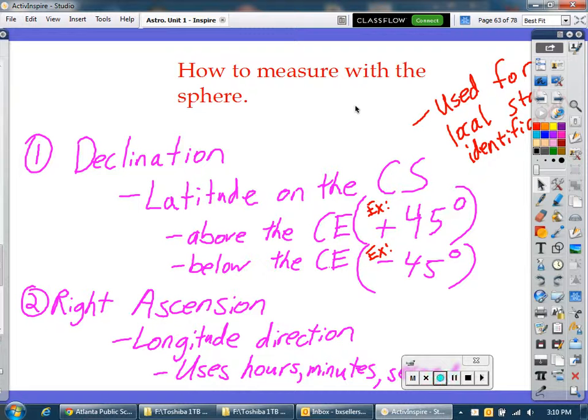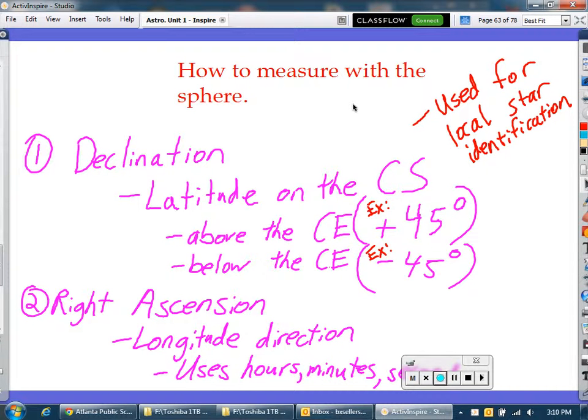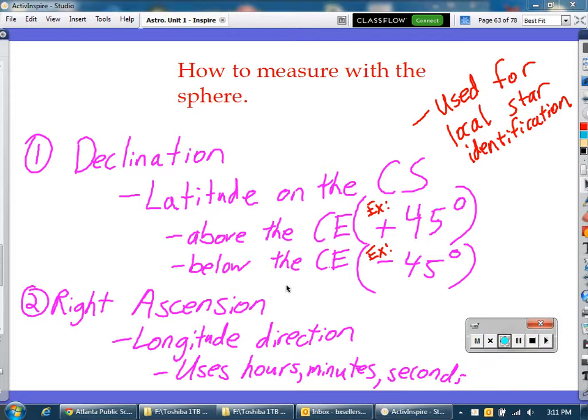So you measure using the sphere using latitude and longitude relative to the Earth's latitude and longitude. So anything above the equator is a positive number, as in an example here, positive 45. It can go all the way to positive 90, which is the zenith. And it's inverse for the southern hemisphere, negative in the southern hemisphere.